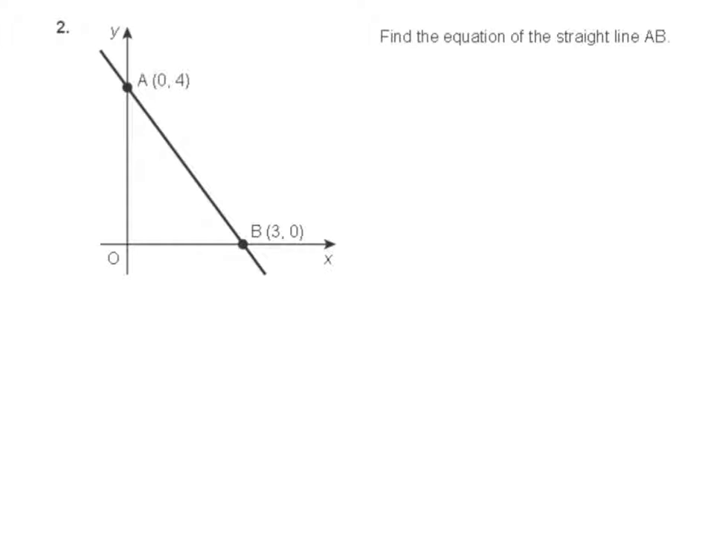This is question number 2 in the non-calculator section. We're asked to find the equation of the straight line AB. So that's the straight line shown here on the diagram, which passes through the 2 points A and B. We should be aware of 2 different equations that we can use in order to work out a straight line. When we have a diagram like this one, where it's quite obvious where the line passes through the y-axis, then the best one to use is y equals mx plus c.